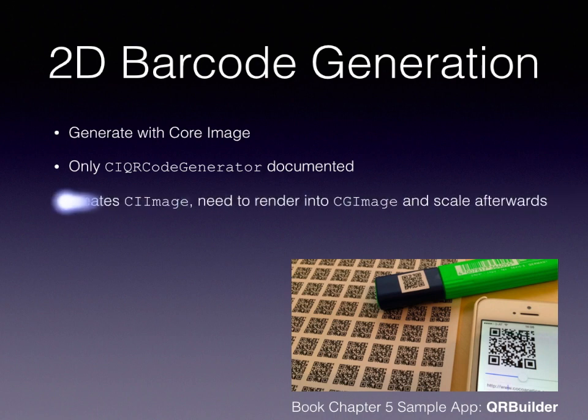It creates a CI image, Core Image. You need to render that into a CG image and then scale it, because what it does is one module of the QR code, for example, is 1 pixel. And that's way too small to use, so you need to scale it up so that each module is like 10 pixels across.